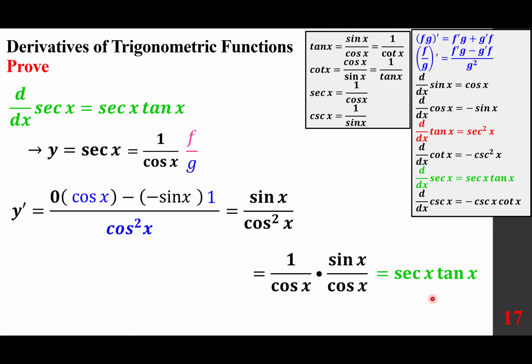I recommend you work on cotangent x. Write it as cosine over sine and prove its derivative is negative cosecant squared x. For cosecant, write it as 1 over sine and prove that. That would be a nice way to practice this concept.